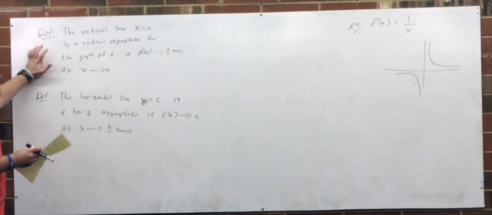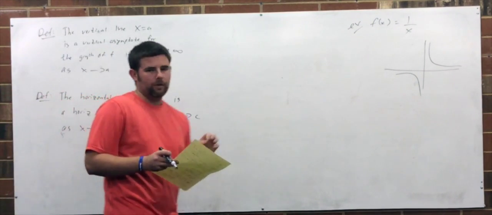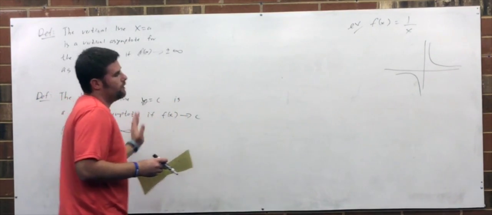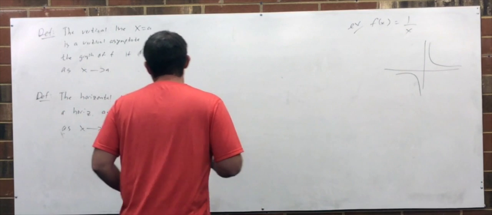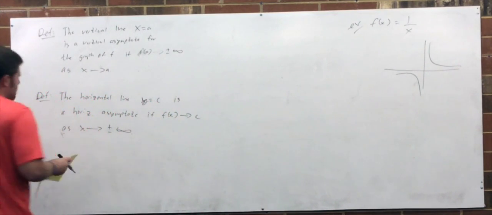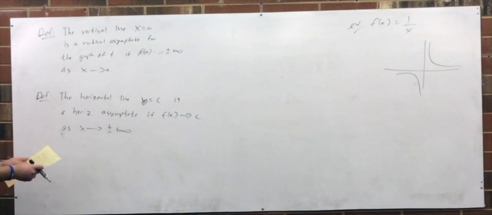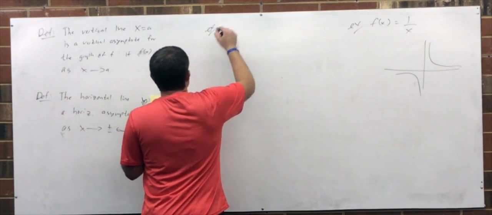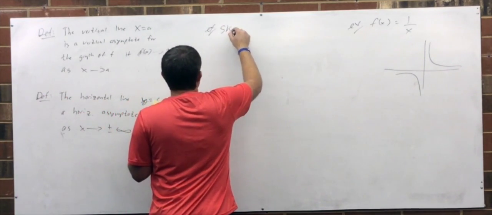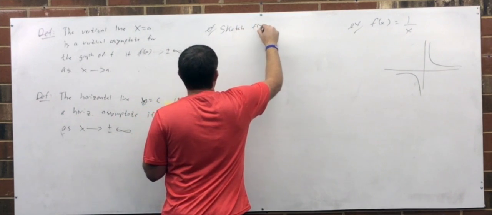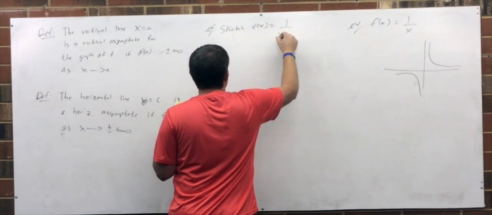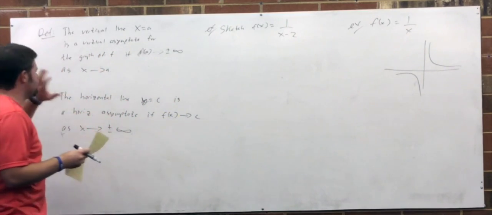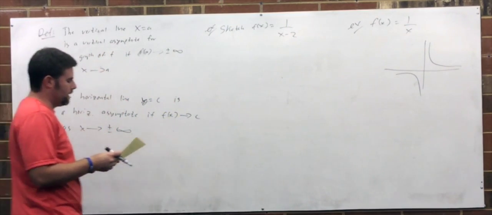So when you're graphing rational functions, when you're sketching it out, you're going to have vertical asymptotes, you're going to have horizontal asymptotes. You're also going to have the possibility of oblique asymptotes, but we'll get to those probably in the second video. All right, let's look at an example of sketching one of these. Let's say we want to sketch f of x equals 1 divided by x minus 2. Well, let's just deal with the vertical asymptotes and the horizontal asymptotes.